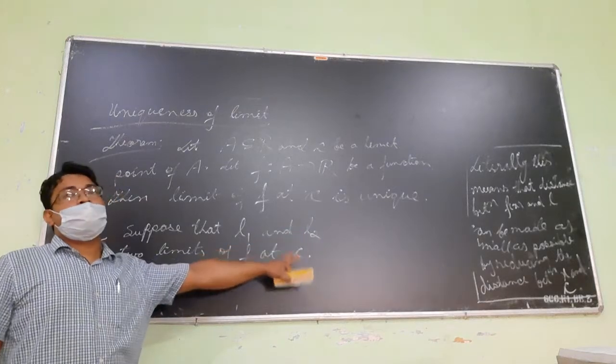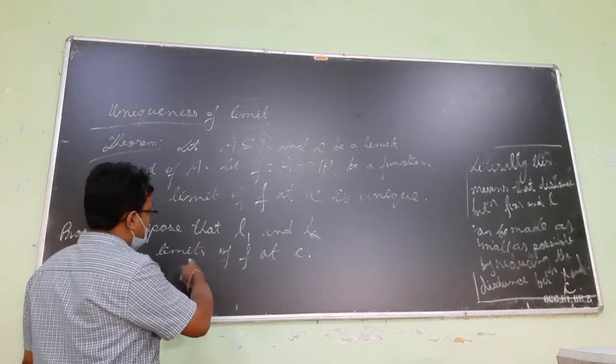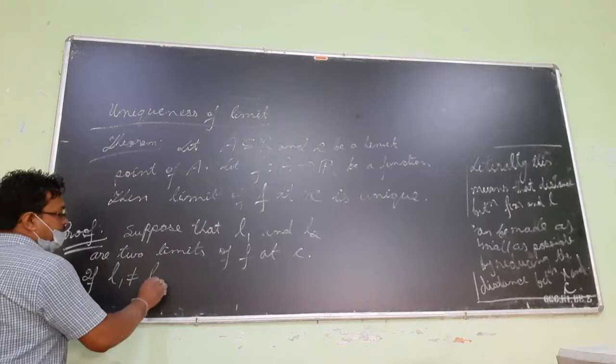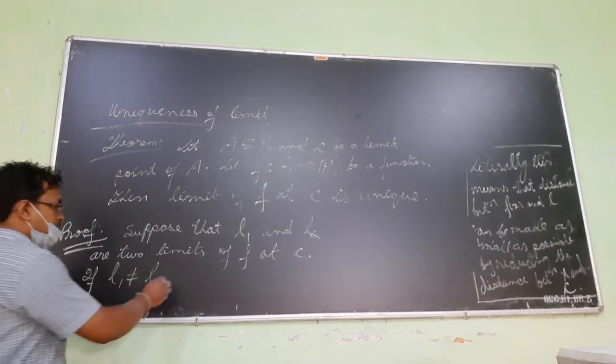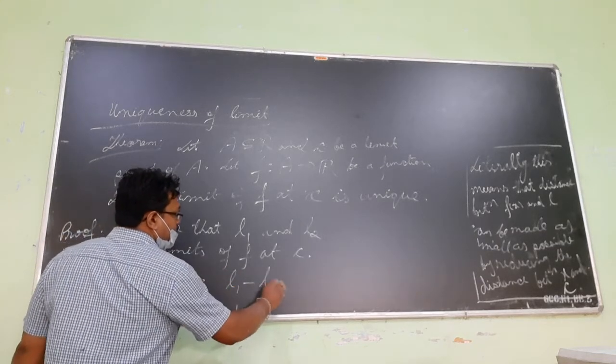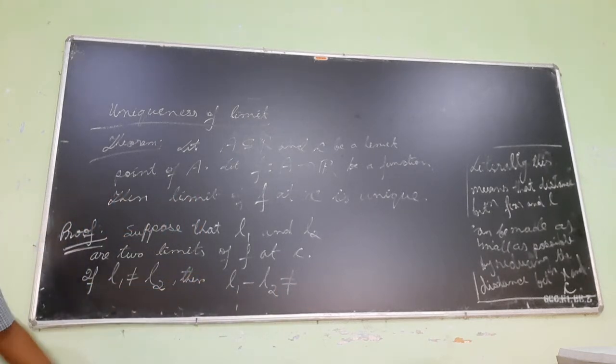L1 and L2 are two limits of the function. We are trying to show that a function will have only one limit. So suppose that L1 and L2 are two different limits. We will ultimately show that L1 and L2 have to be equal, L1 equal to L2. So suppose that L1 and L2 are two limits of f at C. So if L1 is not equal to L2, then L1 minus L2 is what?